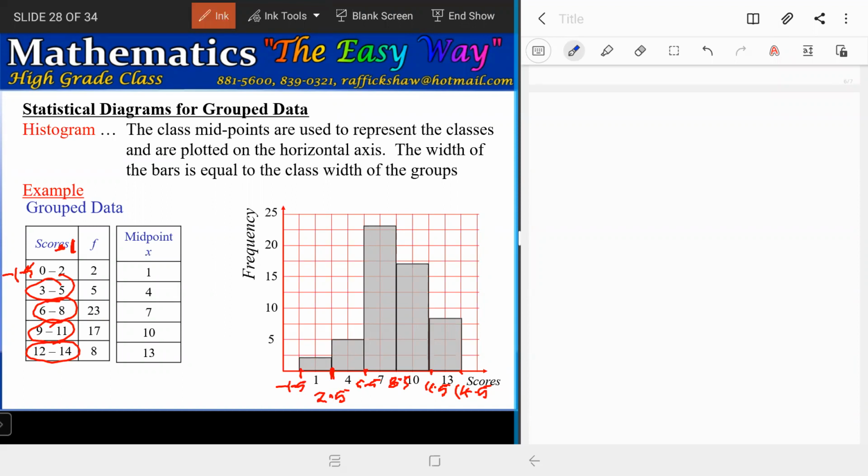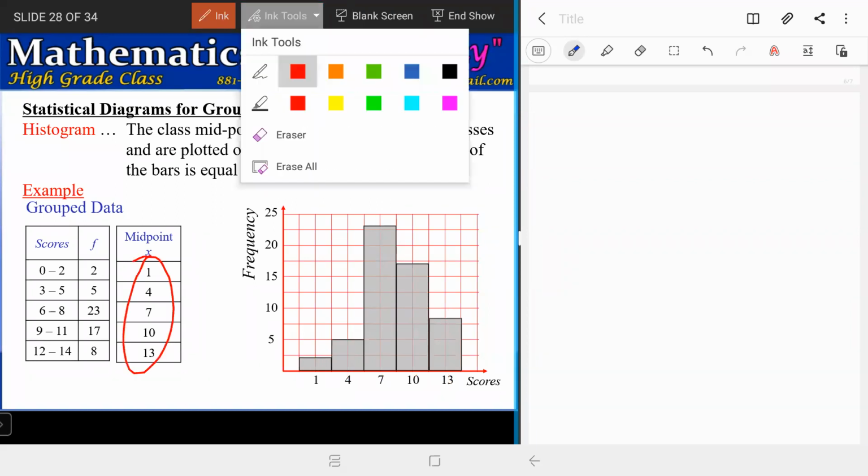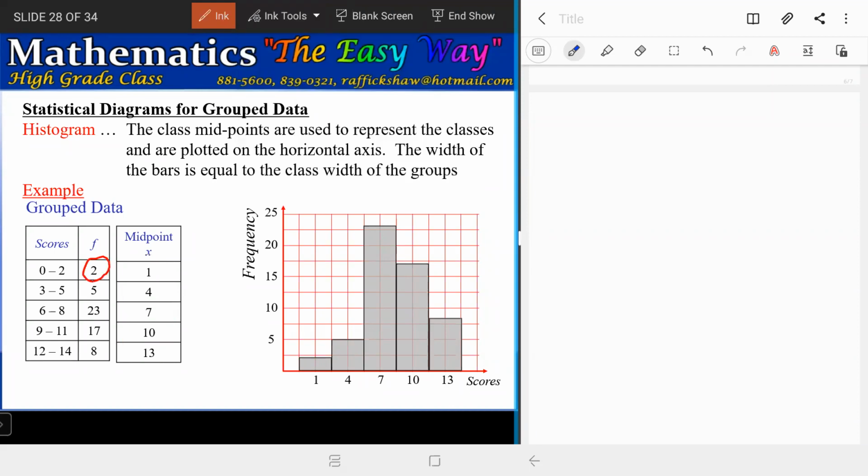All right, we're going to do a better example. But the bars go from boundary value to boundary value. This one was just focusing on the midpoint, that the midpoint must correspond to the middle of the bars. These are the midpoint values, and the height of the bars is the frequency. The height of the first bar is 2, the second is 5, the third is 23, the fourth is 17, and the last is 8. So the height of the bar corresponds to your frequency.